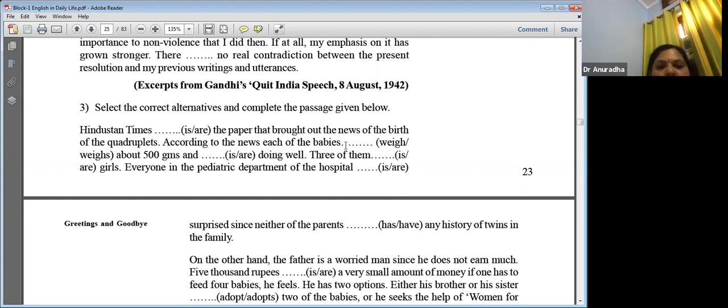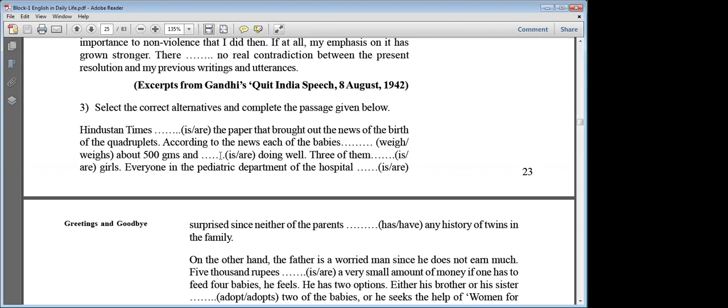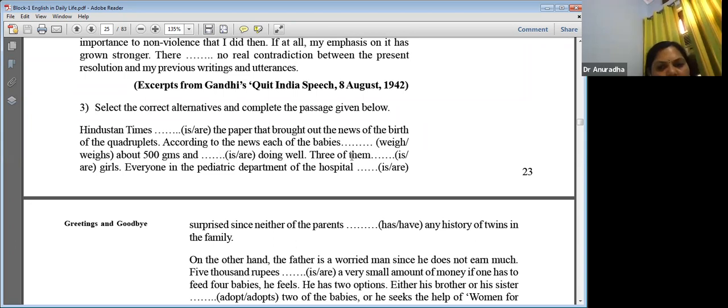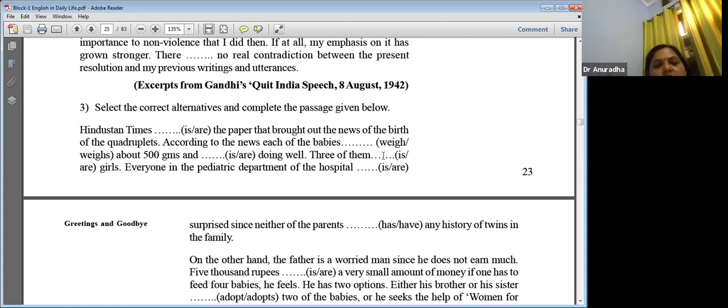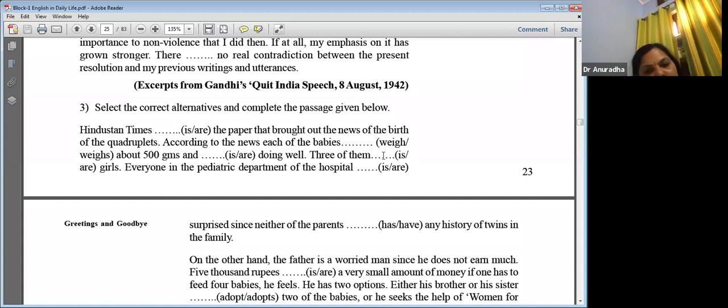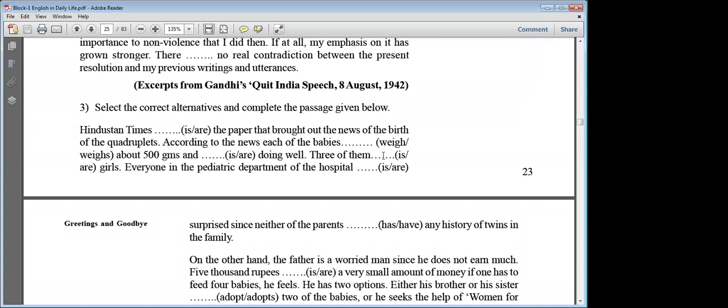About 500 grams and dash doing well? Is doing well. Okay. Yes. Three of them. Is आएगा, are आएगा? Are. Okay. Because number है, तो number के साथ हमेशा, क्योंकि already 1, 2, 3, 3 हो गये, तो हम are लगायेंगे. Everyone in the pediatric department of the hospital, is आएगा, are आएगा? Is.